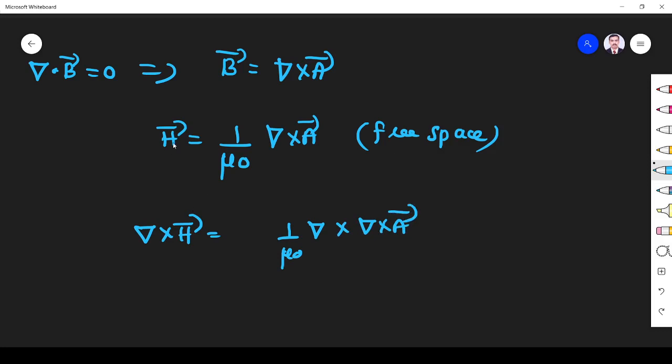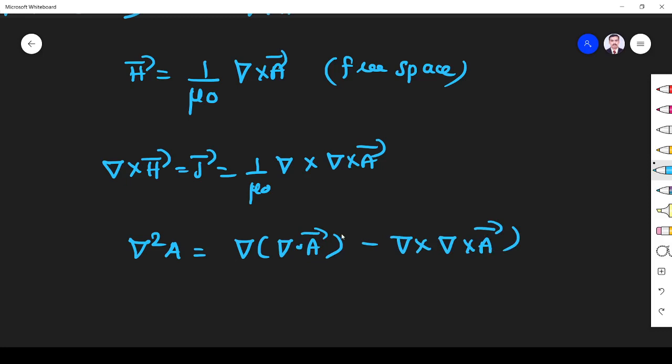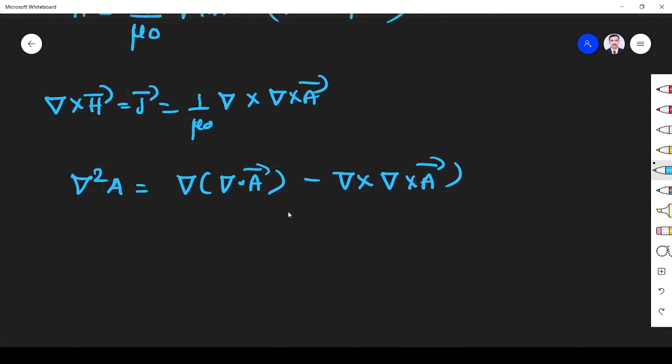We know del cross H, left hand side you take curl, right hand side you take curl. Del cross H is equal to J. So what is the next thing we have to know? We have known one vector identity, del squared A is equal to del into del dot A minus del cross del cross A. So in this equation, it is a vector magnetic potential A, del dot A is equal to 0.